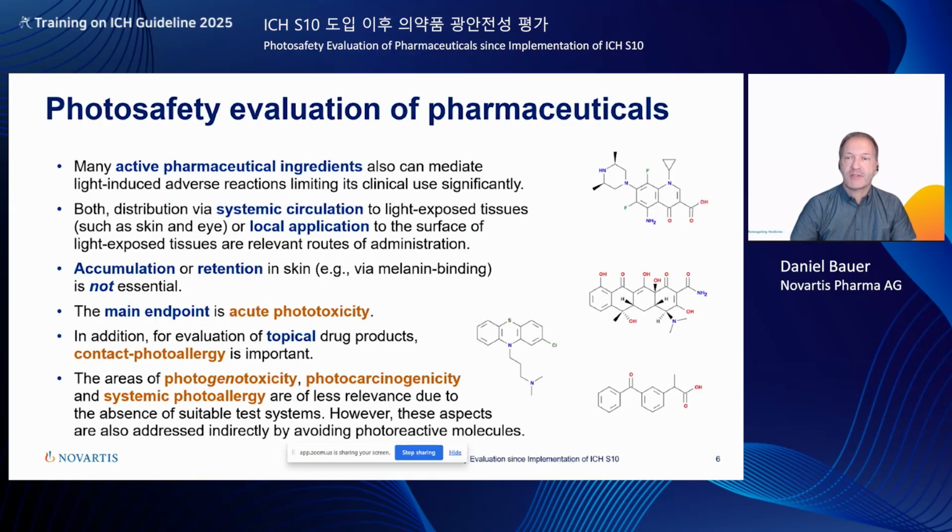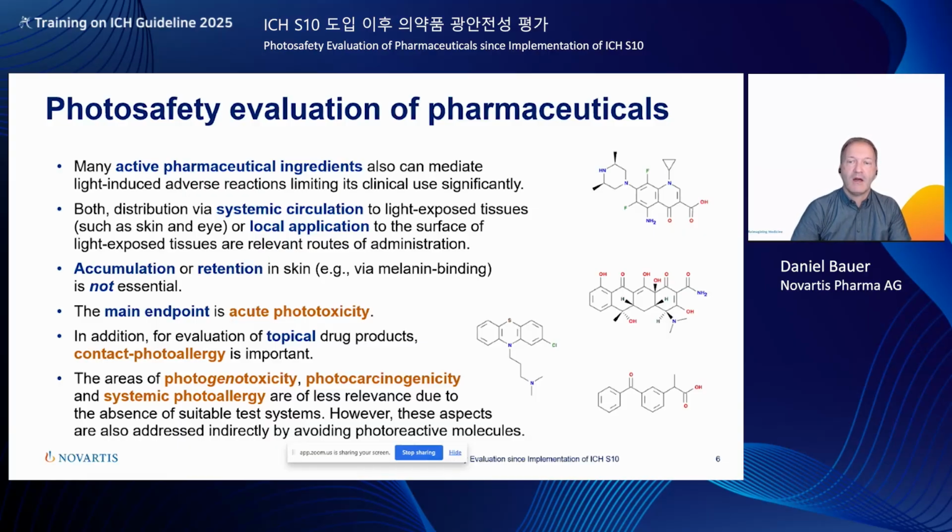So back to pharmaceuticals. Many active pharmaceutical ingredients can also cause light-induced adverse skin reactions, limiting their clinical use significantly. And actually, both distribution ways are relevant: systemic circulation to light-exposed tissues, so after oral ingestion it gets distributed to the skin, or local applications for dermal drugs.